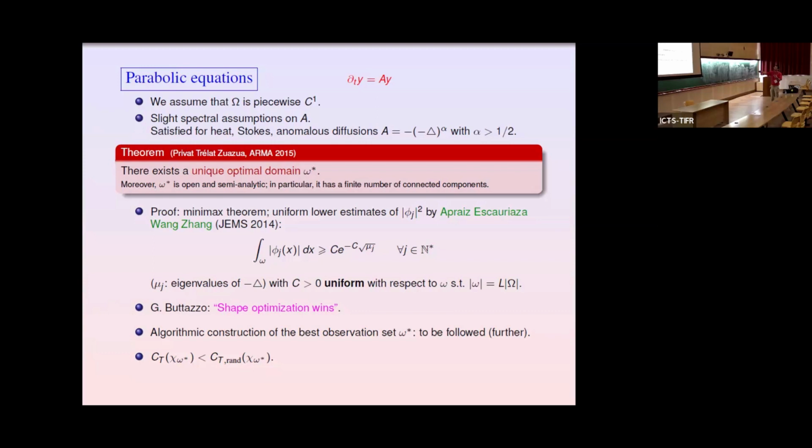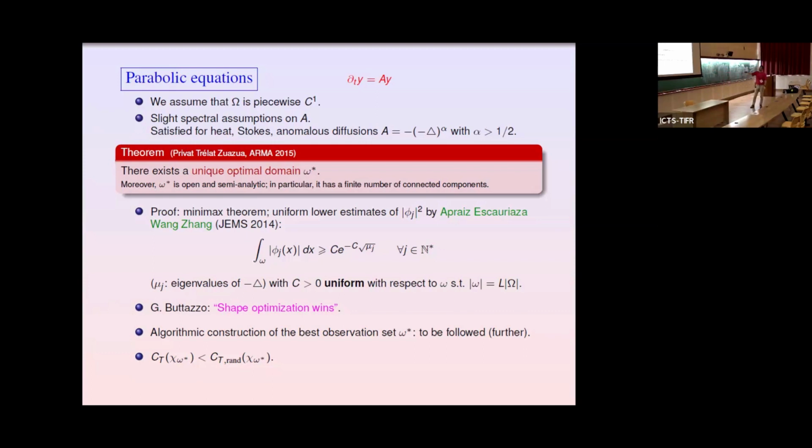I'm going to try to show what is difficult in this theorem, and the very key part of the proof is, you see, we were fortunate because we used a result that was just published by those guys, Aprez, Escoriaza, Wang, and Zhang. And it's really instrumental in the proof that we use exponential estimates on the eigenfunctions, which are very fine. This is an extremely fine result by those guys.